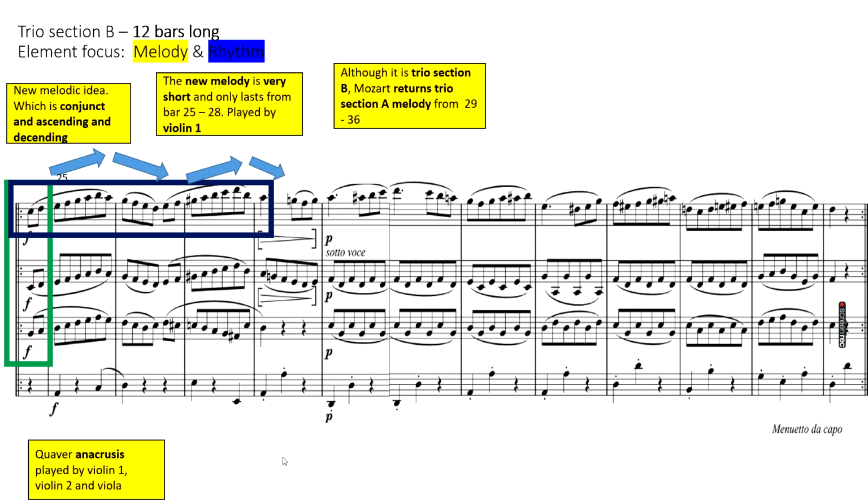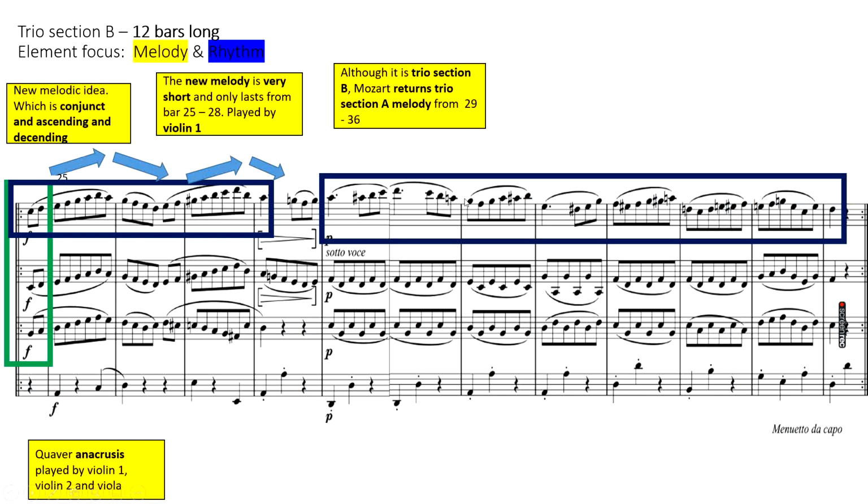Although this is the trio section B, Mozart has returned the melody from section A, from bars 29 to 36. So this melody here, da da da da da da da da da da da da da da, is the melody from section A. Although this is trio section B, he has just returned it. The melody from bars 29 to 36 is also conjunct. It's moving in step.